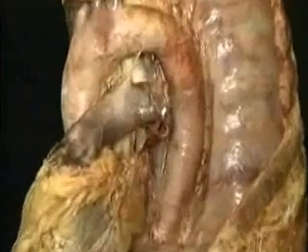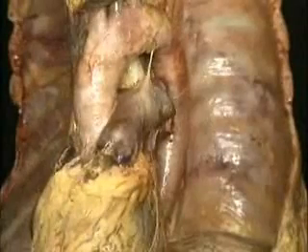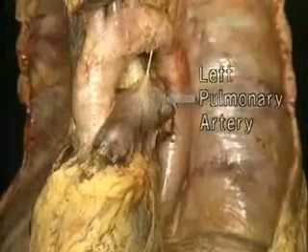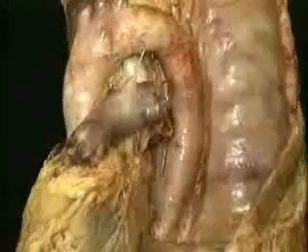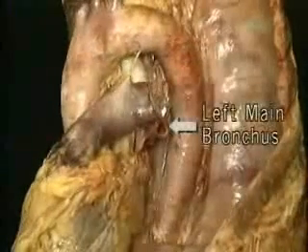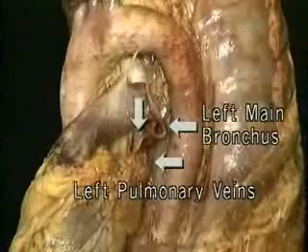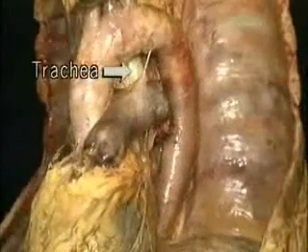Beneath the arch of the aorta is the pulmonary trunk, dividing into the 2 pulmonary arteries. Here's the left one. This is the ligamentum arteriosum. Also beneath the arch are the left main bronchus and the left pulmonary veins. To the right of the arch is the lower end of the trachea.